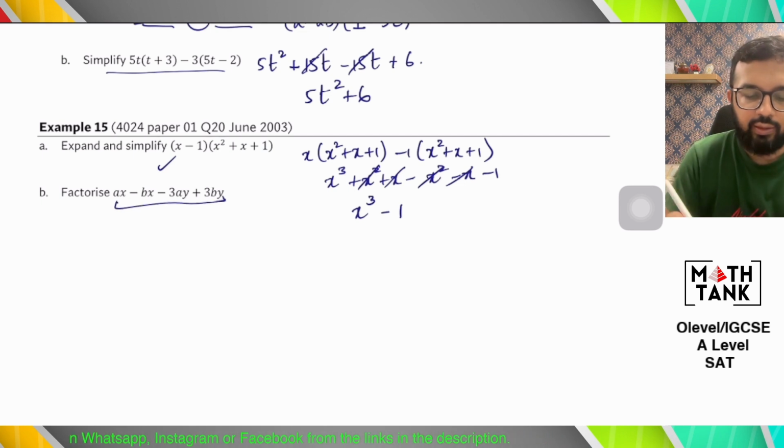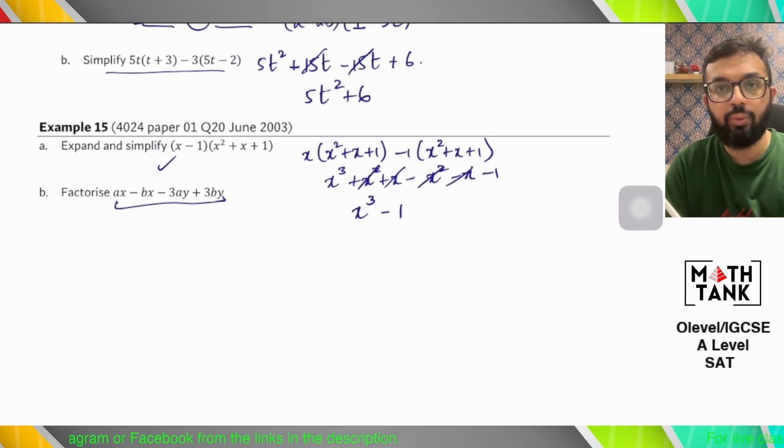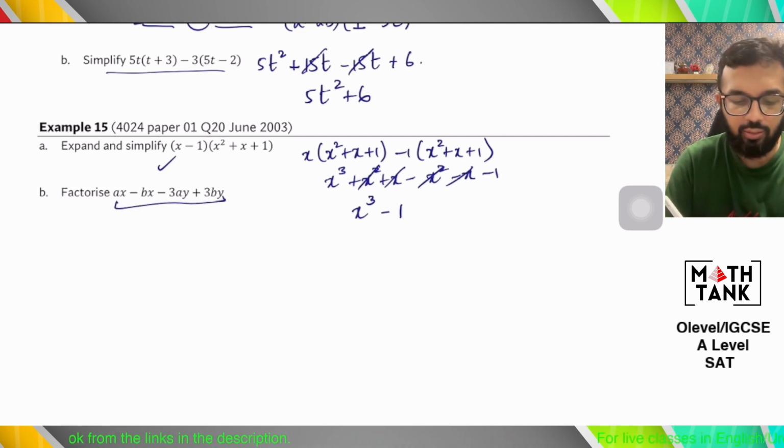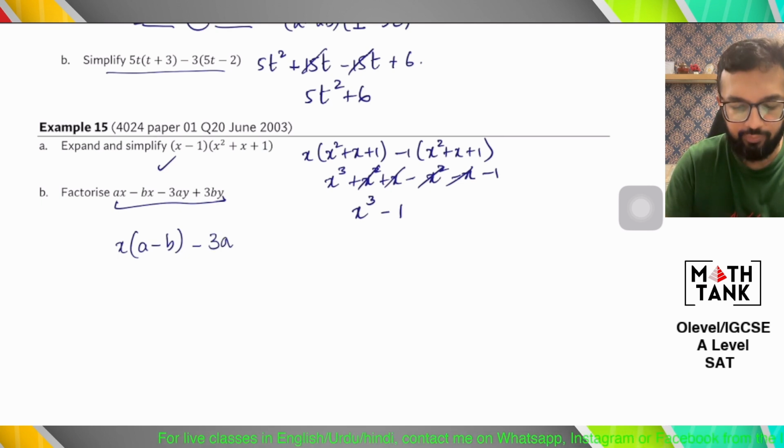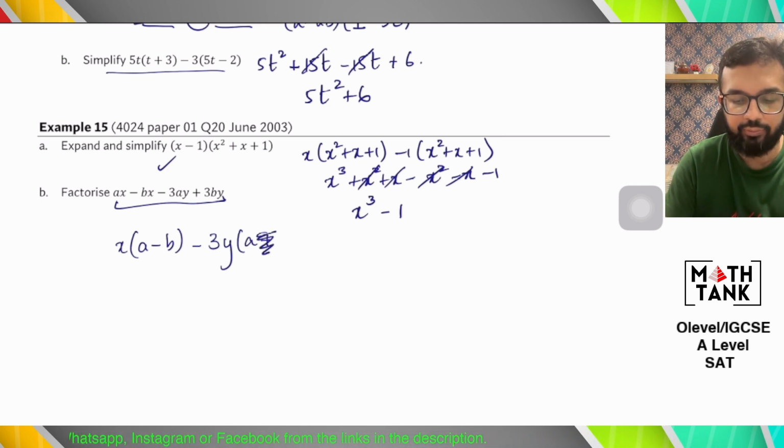Second one says factorize. So there I see 4 terms. So I'm going to do factorizing by pairing now. What's common to the first two? x, a minus b. Minus 3a minus 3y, sorry, minus 3y, a plus a minus b.